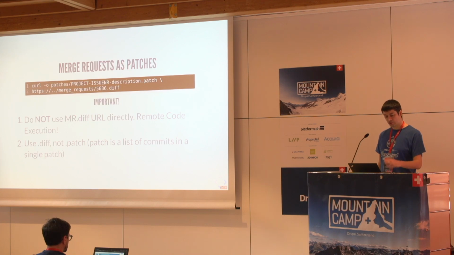So download it locally. You can use, for example, a curl command like this that stores the file locally. What I forgot to mention is that you can just add .diff to the URL of a merge request, and then you get the diff file. Use diff, don't use patch, because patch gives you a diff for each commit, and that sometimes doesn't apply anymore.